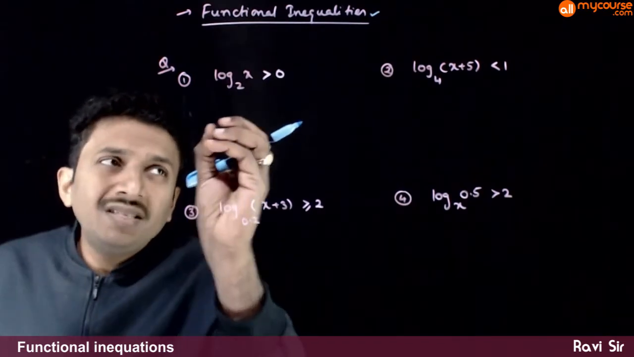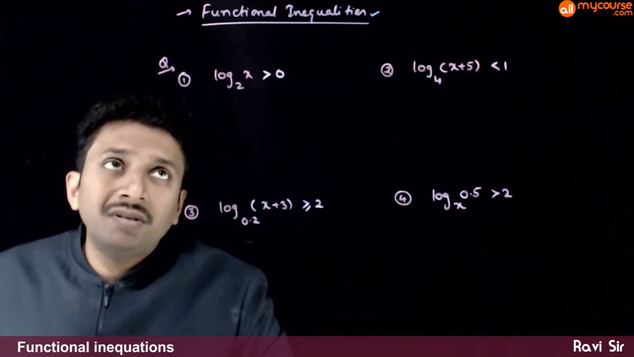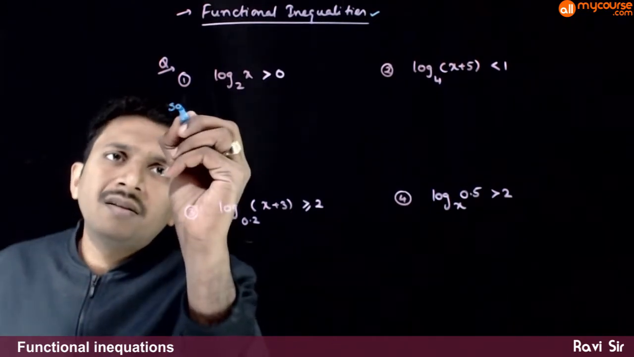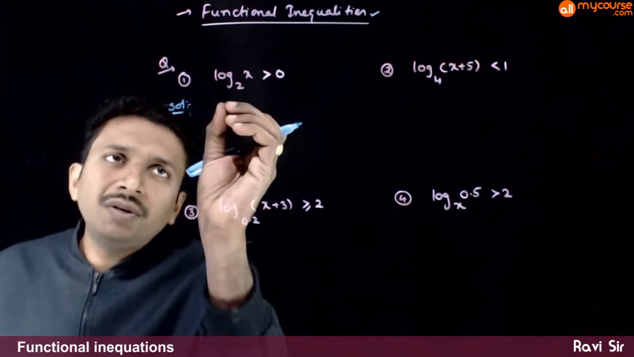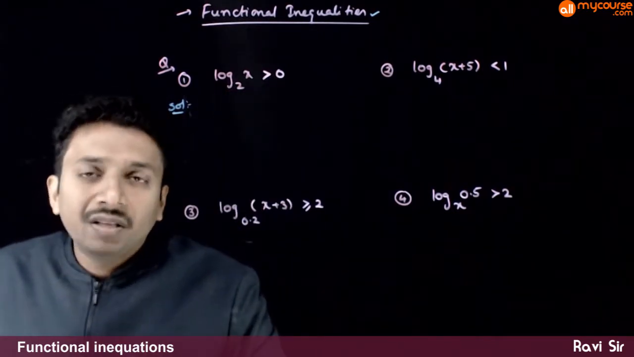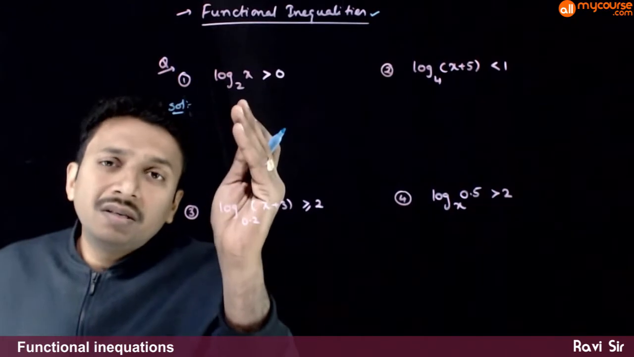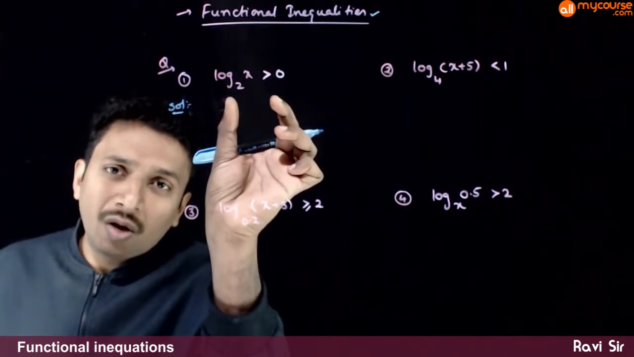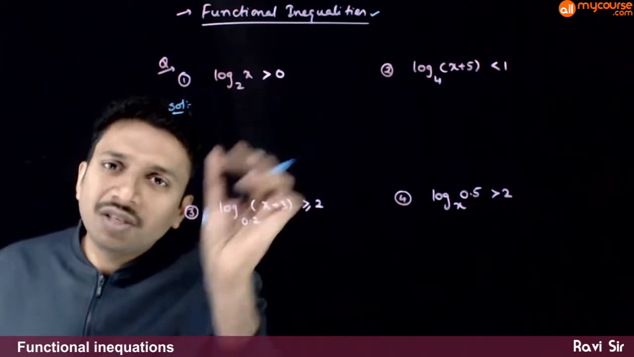Now let us look at these 4 very basic questions to understand the concept that we have learned. Let us say that we need to solve log x to the base 2 greater than 0. So how do we solve this? Let me do it in 2 different ways. One is the long way, that is the complete way. The other is a shortcut.